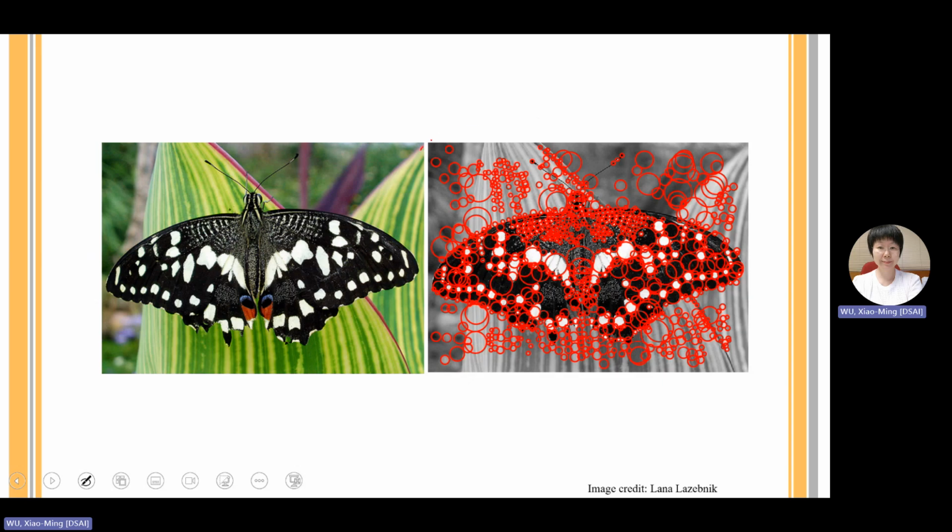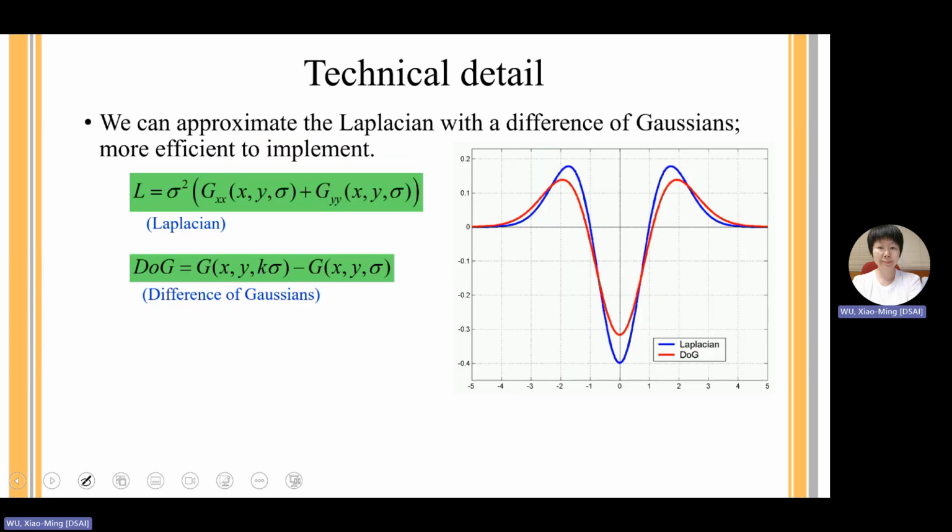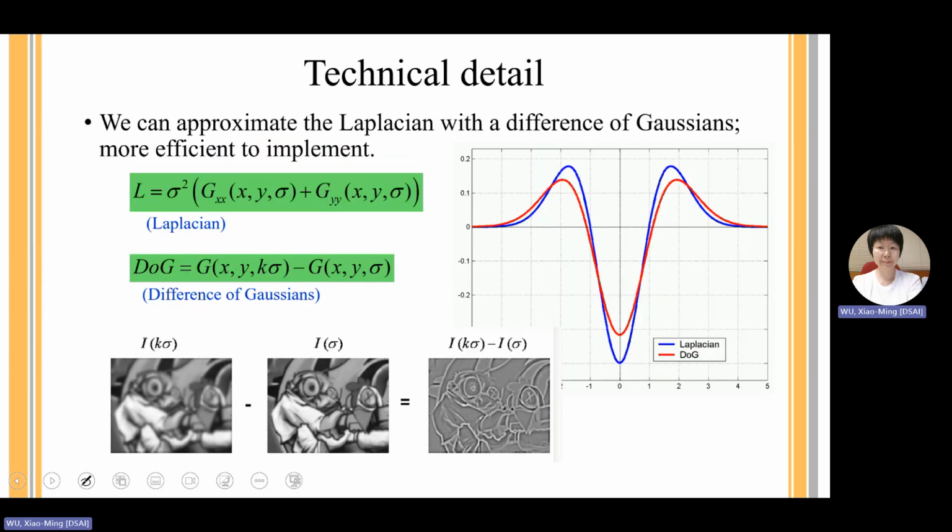And this is also the result of blob detection. You can see the center of the circle indicates the location of the interest points, the key points, while the size of the circle indicates the scale of the key point, the scale of the blob.